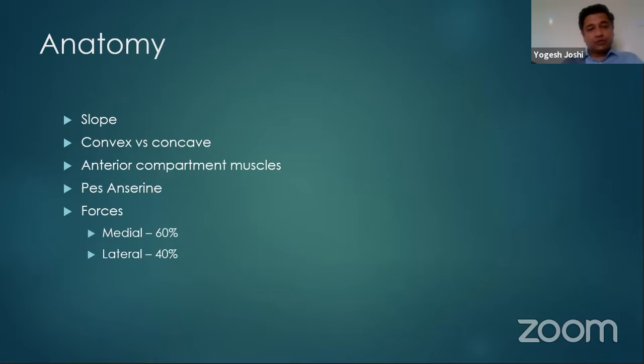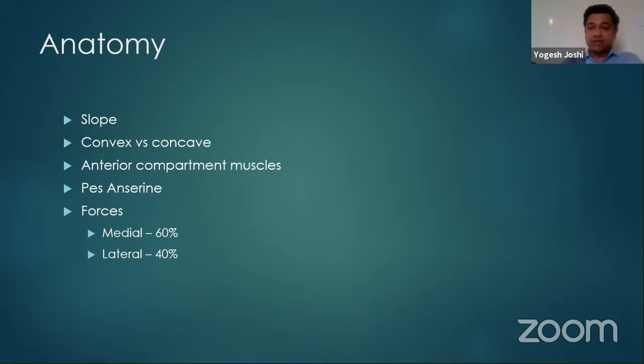Moreover, the proximal tibial slope is different in males and females. So when you recreate or reconstruct the proximal tibia, you need to be aware of that. The medial tibial condyle has a different slope than the lateral tibial condyle as well. So all these factors should be taken into account when you start treating these kinds of injuries. Obviously, you know the lateral tibial plateau is convex and is higher than the medial side, which is concave.